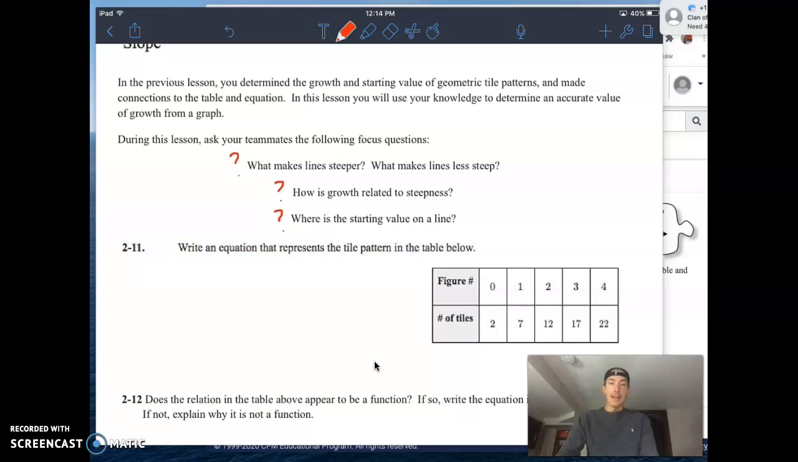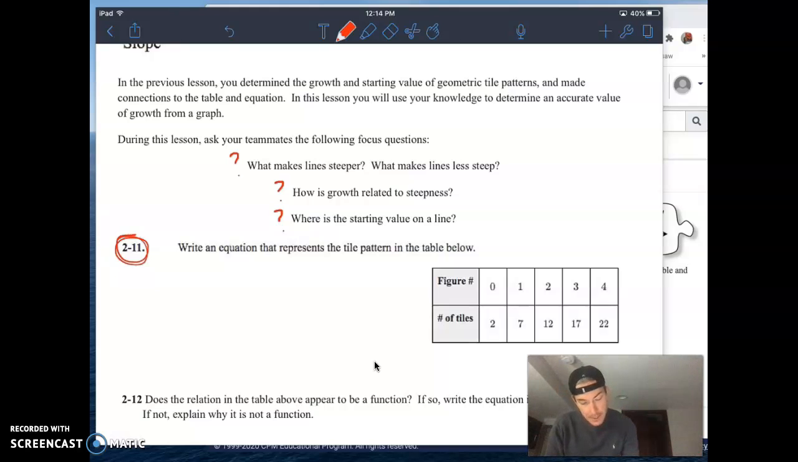In 2.1.1, this is our first core problem that we're going to start today. We've got a table that's representing a function down here on the right hand side, and we're going to go ahead and write the equation of that. I need to know two things: a starting value, and a slope. And you saw this if you watched the function video.